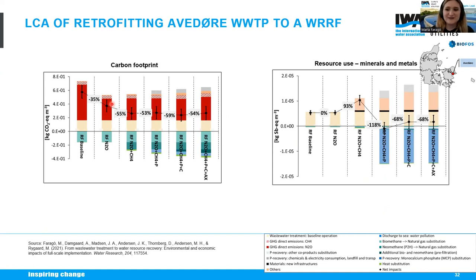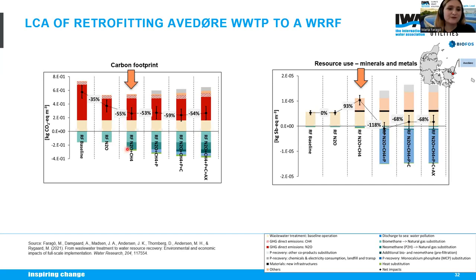So I have to explain a little bit the graphs. The positive numbers mean a burden for the environment, mean that it's not good for the environment, while the negative impacts mean avoided impacts. So if we look at this line here, you can see that if we start from the baseline treatment plant and we increase the number of resource recovery technologies in the plant, then more or less we are decreasing the carbon footprint. Of course, there are some variations. And also you can see that the most contributing parameter here in red is nitrous oxide, which is basically decreased as soon as we implement more monitoring and control of nitrous oxide with the sensors.